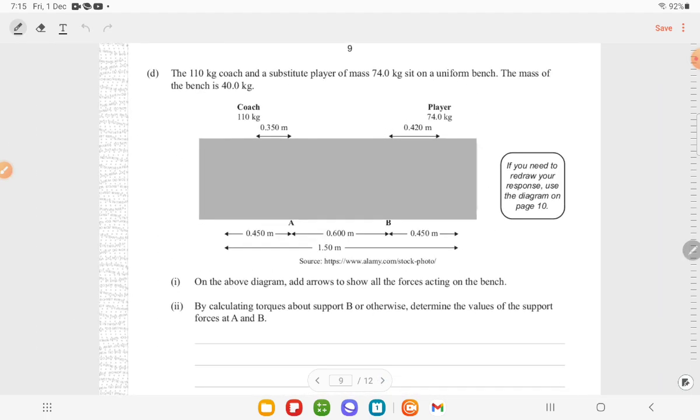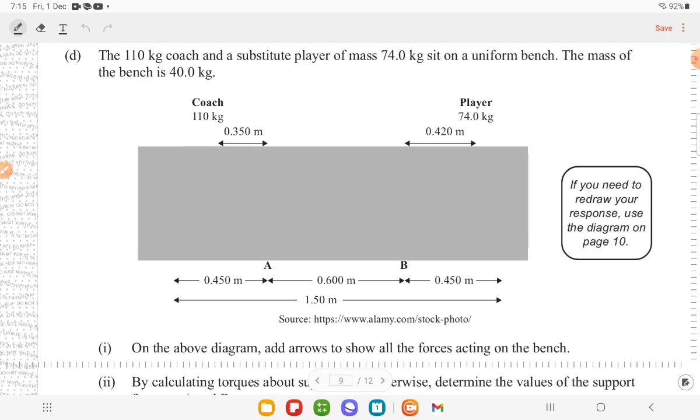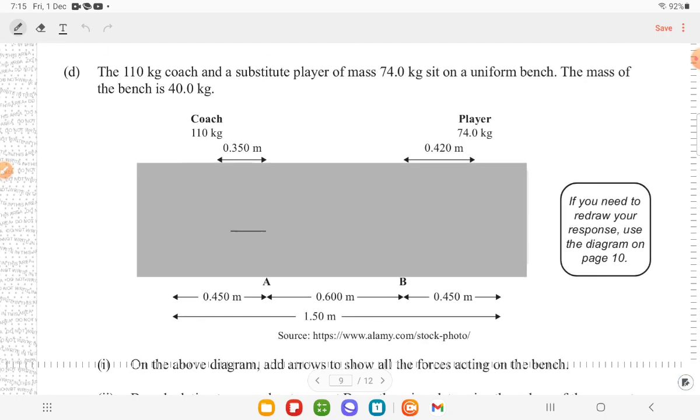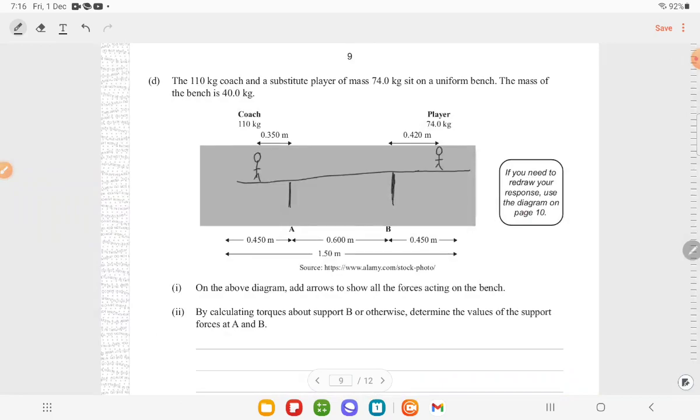I didn't like this one because they gave no diagram. The 110 kilogram coach and a substitute player of mass 74 kilograms sit on a uniform bench. The mass of the bench is 40 kilograms, so I want to draw. I'll draw my own. A person. I kind of wanted to see how this looked in the exam, to be honest.